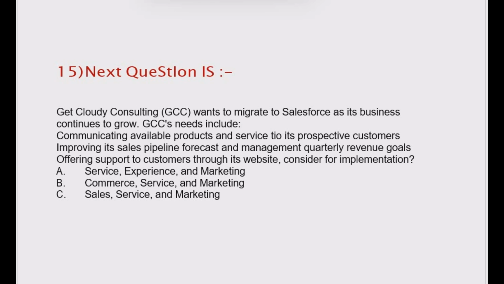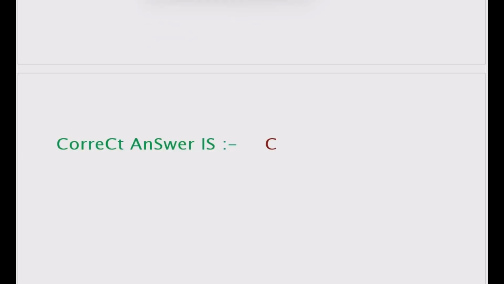Consider for implementation. Option A. Service experience and marketing. Option B. Commerce, service and marketing. Option C. Sales, service and marketing. Correct answer is option C.